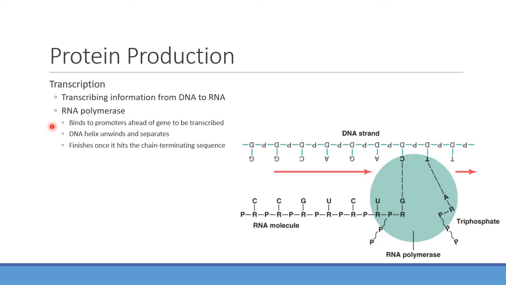But basically, it is going to know what sections to start transcribing based on things like promoters. They'll say, hey, this is the section of code I want you to transcribe. And then there'll also be these chain terminating sequences that say, hey, okay, we have all we need, and that's it. And then they can take that RNA, move it outside of the nucleus, and then start to produce new proteins in those ribosomes, right?